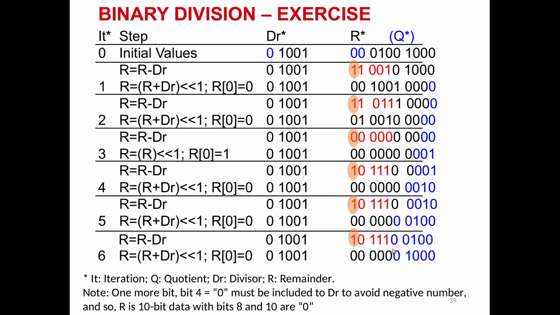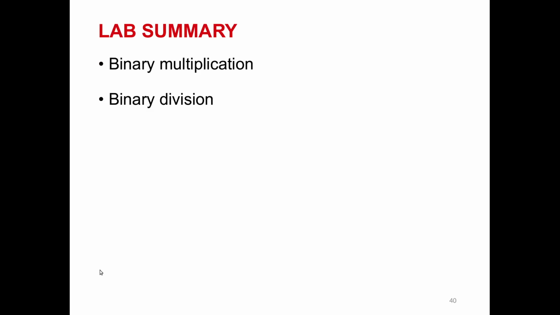In which these 5 bits will be the final result of Q, which is 0 1 0 0 0, and it is 8 in decimal. And here is iteration 6, so it is also the final iteration because DR is 5 bits. So we have 6 iterations, and that is the end of our lab today.